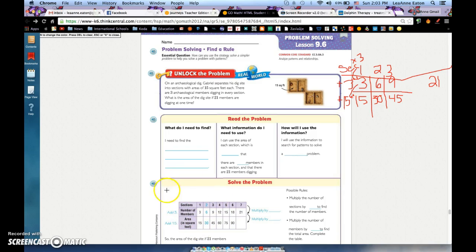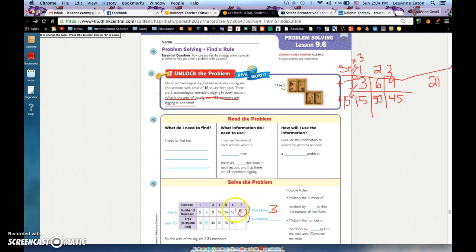We can look down here underneath where it says solve the problem. You have your sections 1, 2, 3, 4, 5, 6, 7, 8, 9, 10. Numbers of members 3, 6, 9, all the way until 21, because 21 is what the answer is. What is the area of the dig site if 21 members are digging at one time? So we see that to get from sections to the numbers of members, we're multiplying by 3. And we can check. 1 times 3 is 3. 2 times 3 is 6. 3 times 3 is 9. 4 times 3 is 12. 5 times 3 is 15. 6 times 3 is 18. 7 times 3 is 21.